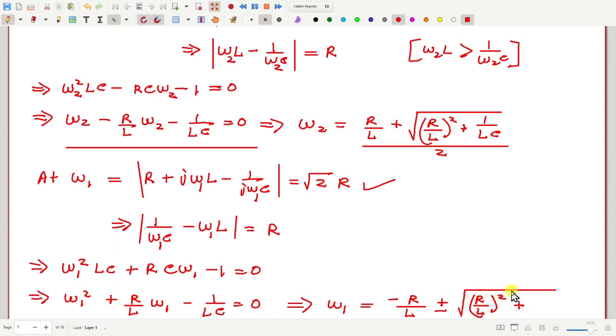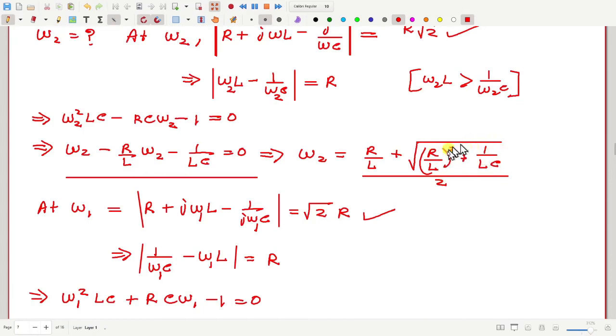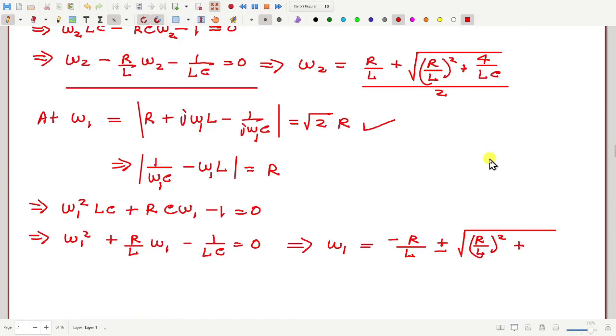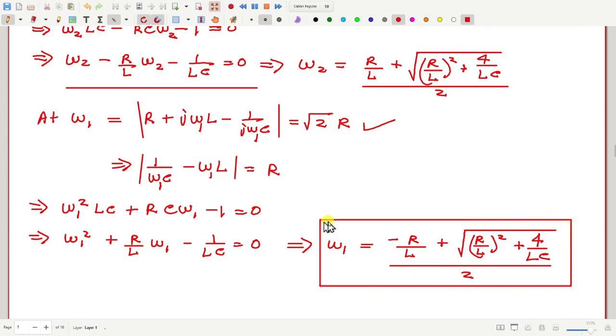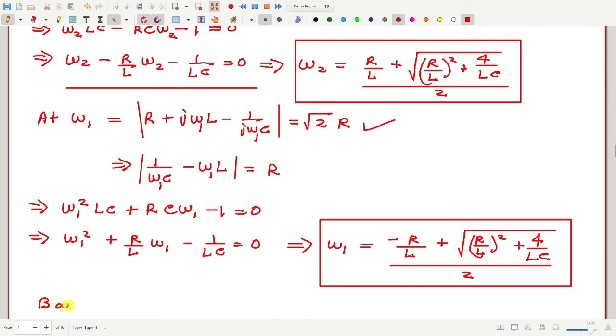I made a mistake in the previous one here. Do you see that? This should be 4 by LC here. Now once again, are both plus and minus signs possible? No, because we are considering positive frequency, so this should be plus. So omega 1 is this, omega 2 is this. So how much is the bandwidth then? Omega 2 minus omega 1, so if you subtract, you will get R by L.